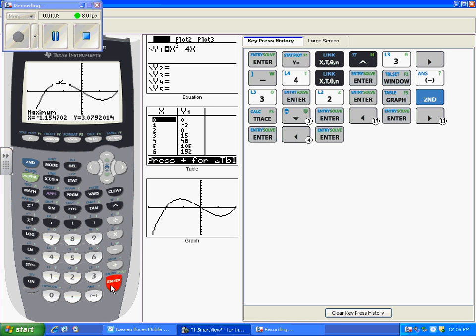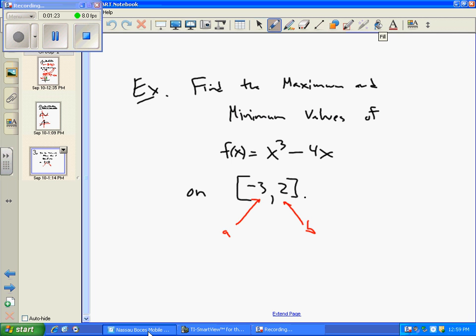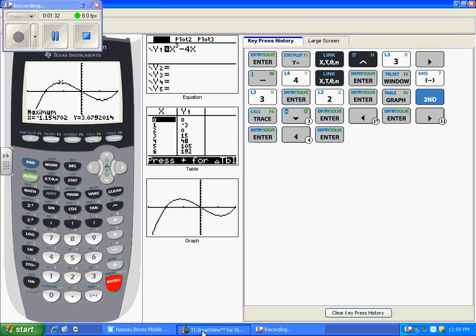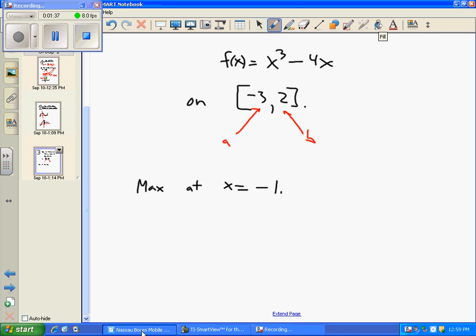And here we are. We have a maximum y value of 3.079 at x equals negative 1.155 if you round correctly to the third decimal place. So I'm going to go back to my notes and record that. So we have a maximum at x equals negative 1.155, y equals 3.079.